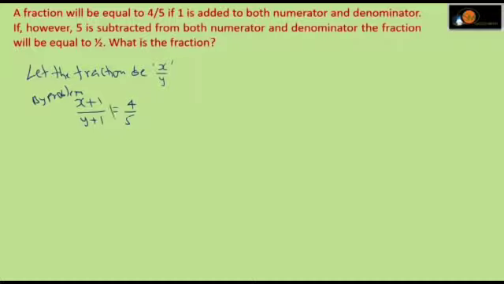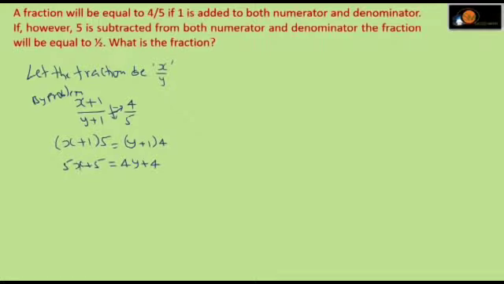Now do cross multiplication. X plus 1 into 5 is equal to y plus 1 into 4. Now multiply x plus 1 into 5, 5 into x, 5x plus 5 into 1, 5, that is equal to 4 into y, 4y plus 4 ones are 4.